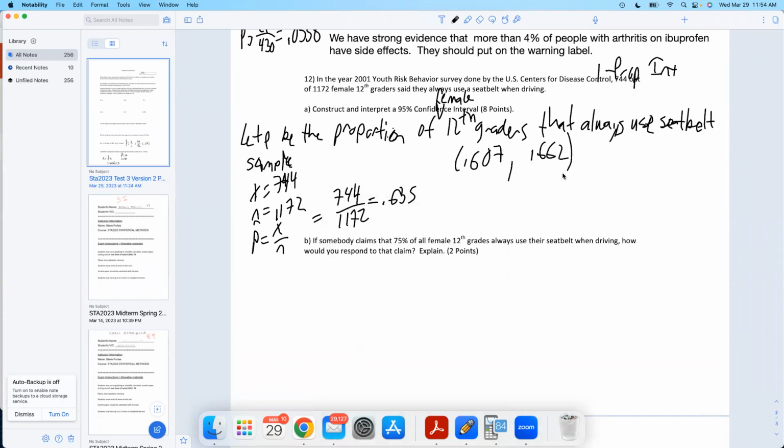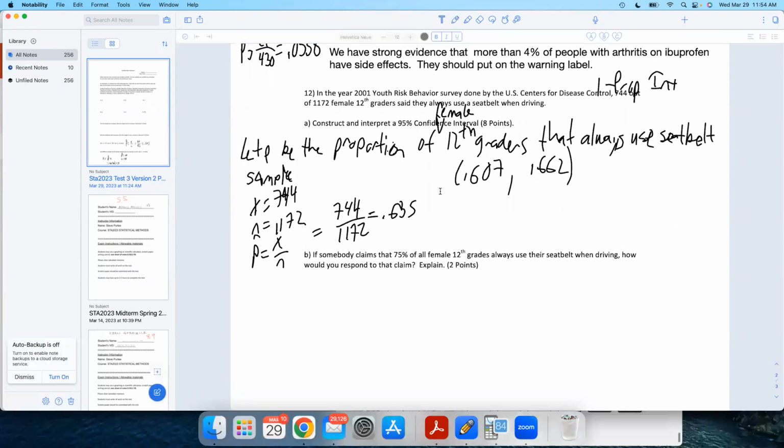Now the hardest part is just interpreting that. No, read my words here. Construct and interpret the confidence interval. What does that mean? And it's always the same sentence. It's always the same. It's always we are whatever percent confident that between, don't forget the word between. Our answer here is a range of values.